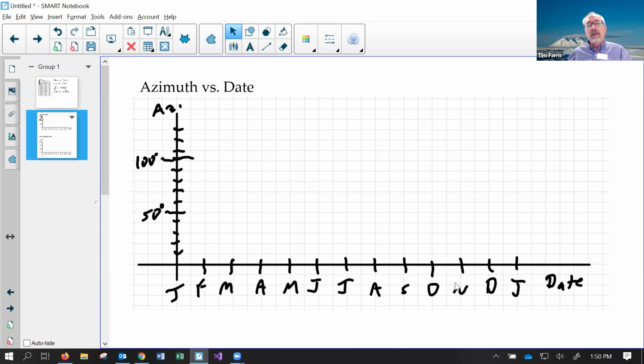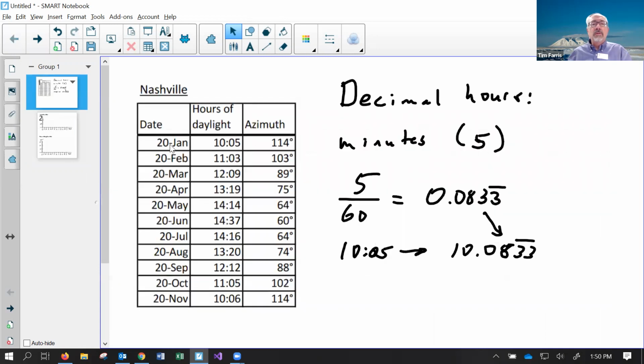Now I'm abbreviating here just in the space that I've got. This is January, February, March, April, May. And so you'll start with January on through the next January for each of the dates you have. And then on these azimuths, you want to plot the given azimuth with the corresponding date. I've left off the 20th here just for brevity on this graphing app that I've got here.